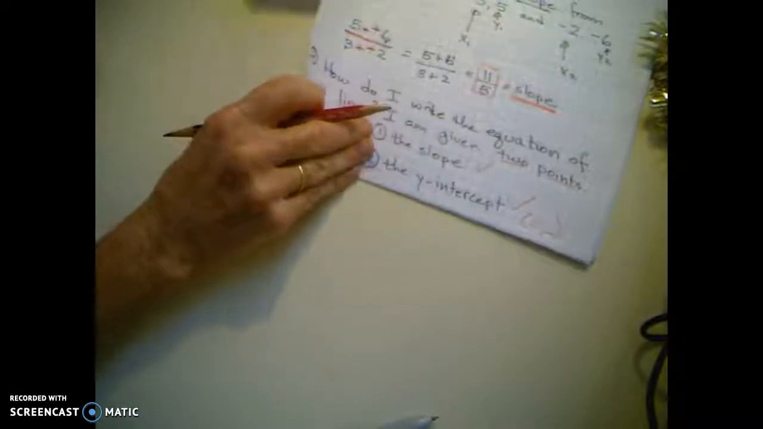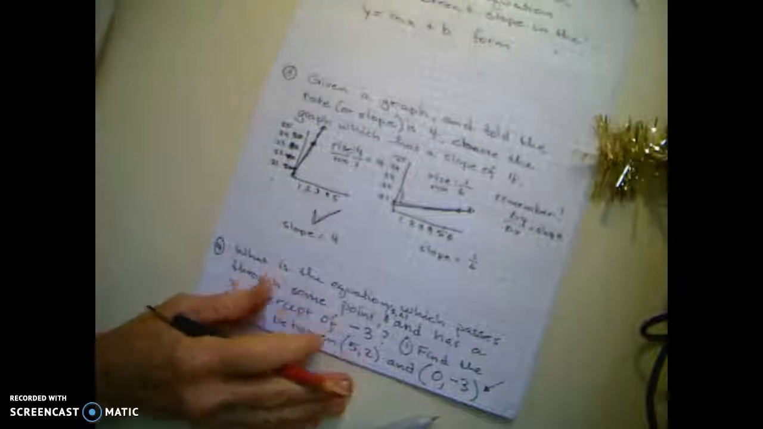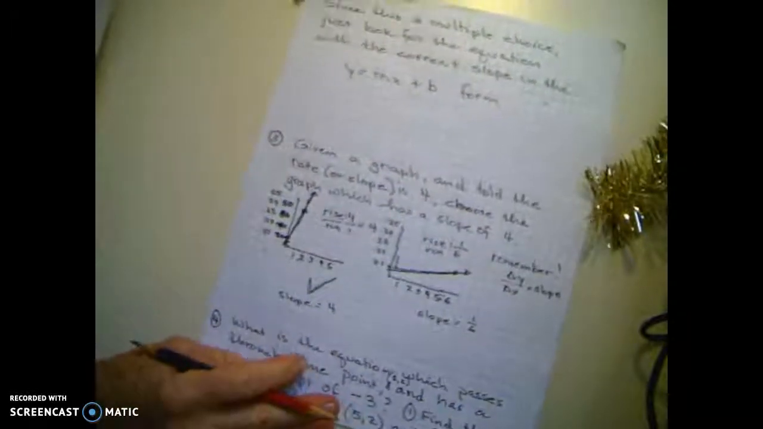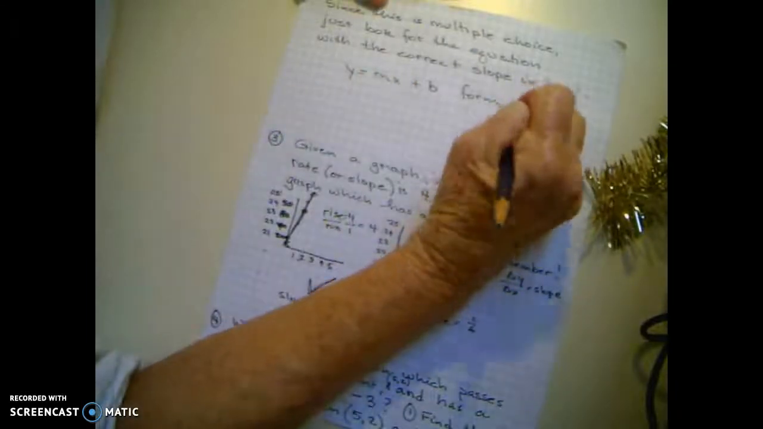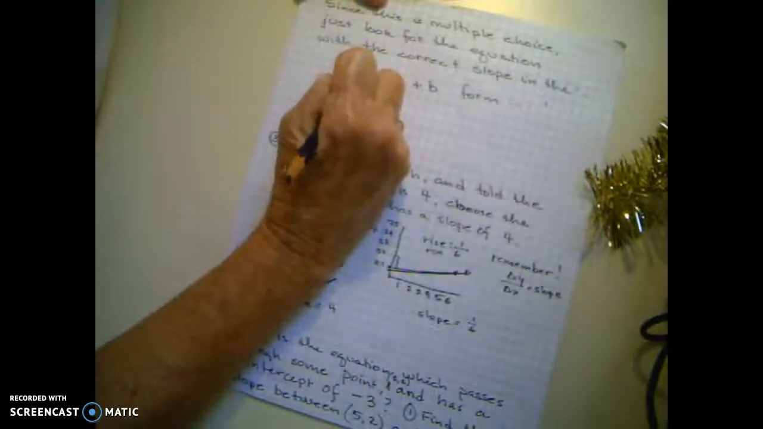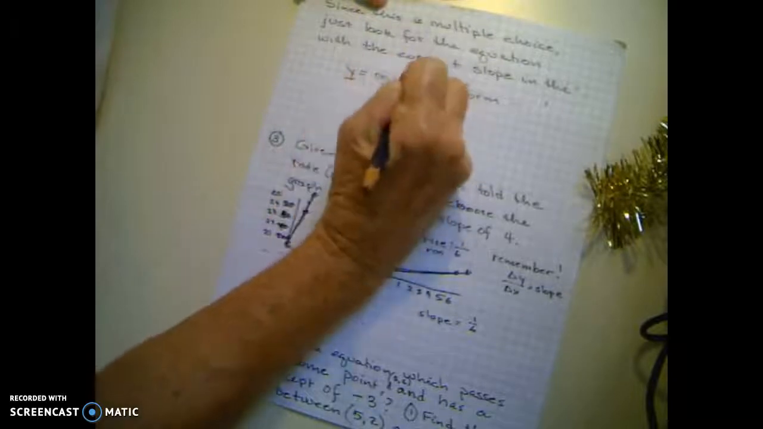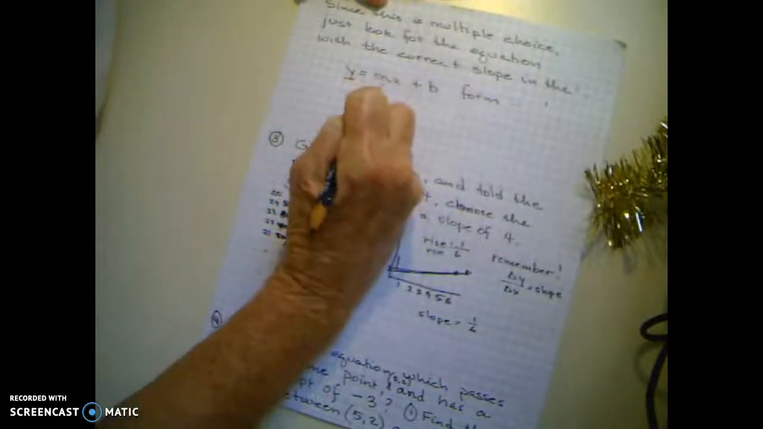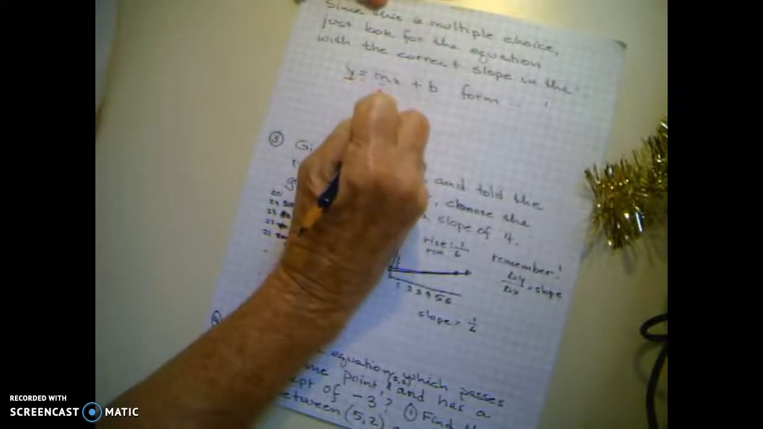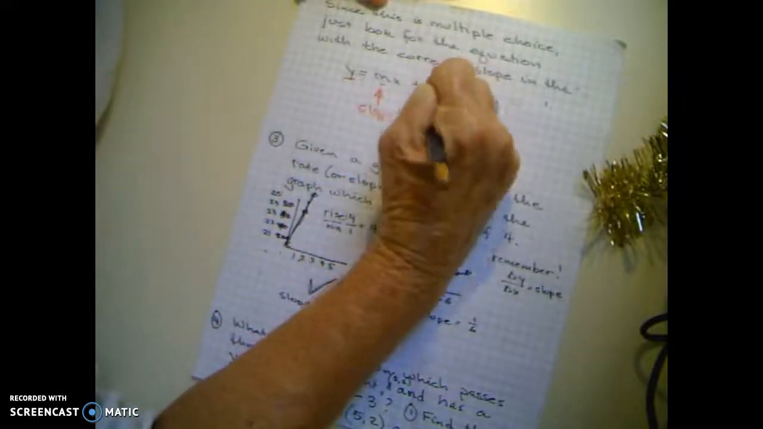So let's go on to this concept. In any case, this is a multiple choice question on this particular test. So you're going to look for something in the correct form. Y equals mx plus b. Once again, m is the slope, and b is the y-intercept.